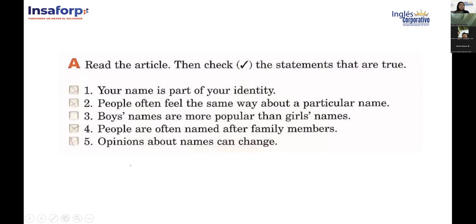And opinions about names can change. True or false? True. It's true because it says that names that were unpopular in the past can be popular now. For example, I see that now many people are named Camila or Mateo or Camilo, and those names were not popular in the past, but now they are.